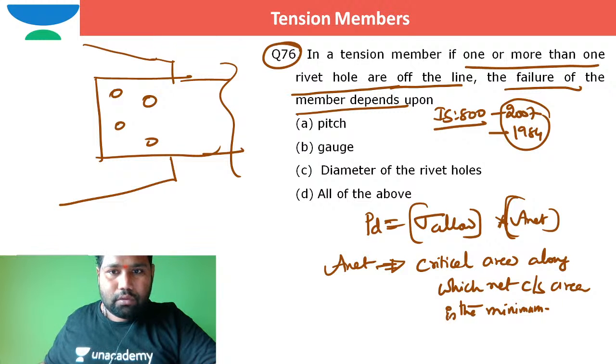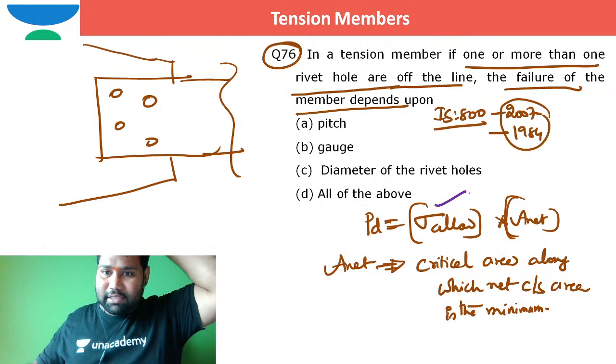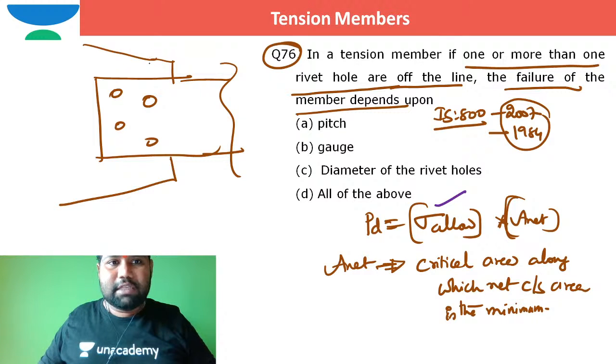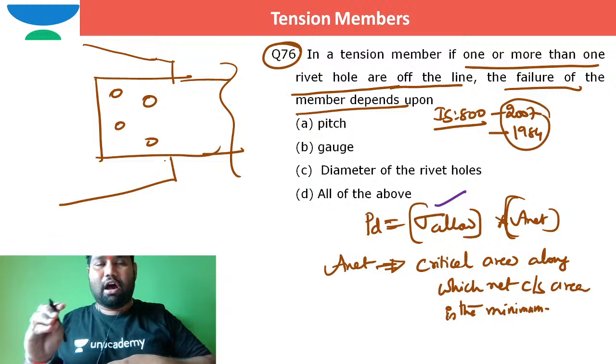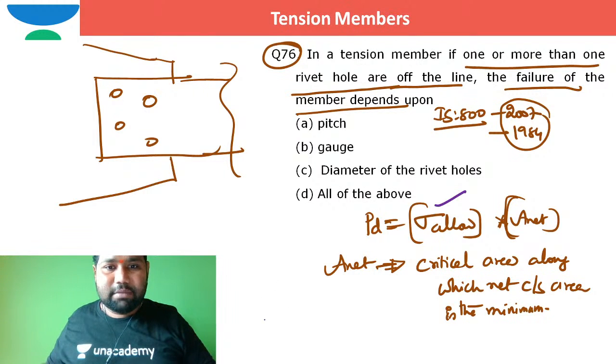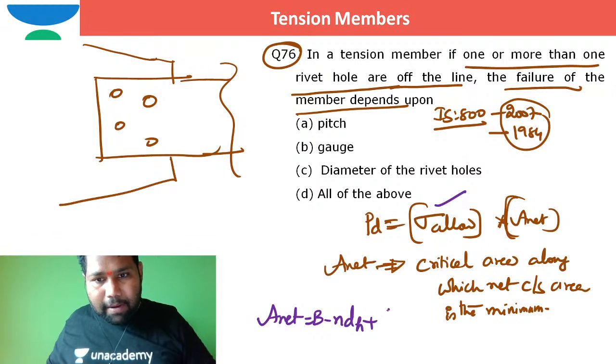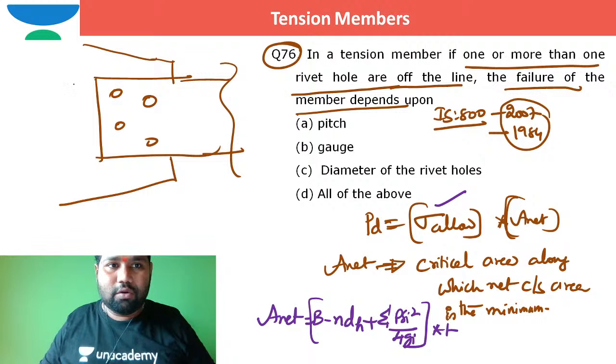Now if you see, this allowable stress is constant. Now coming to this net area, brother, the net area is possible along the critical section along which the net area is always minimum. To get the minimum net area, the formula, if you refer to the code of practice, is B minus n times the diameter of the hole plus sigma psi square by 4 gi into thickness. This is how you can take. B is the width of the plate. It depends on the width of the plate.